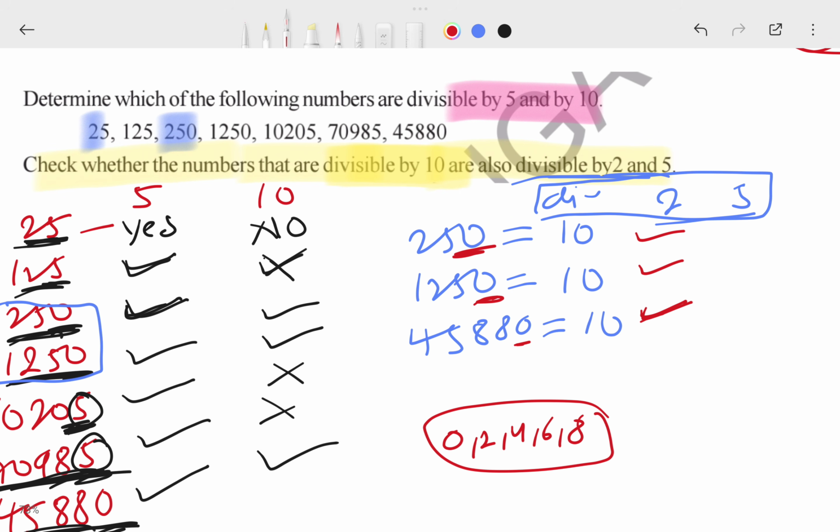Okay, what is the divisibility rule of 5? The end of the number has to be 0 or 5. So in this, the end is 0, so it is divisible by 5. End of 0, divisible by 5. End of 0, divisible by 5.